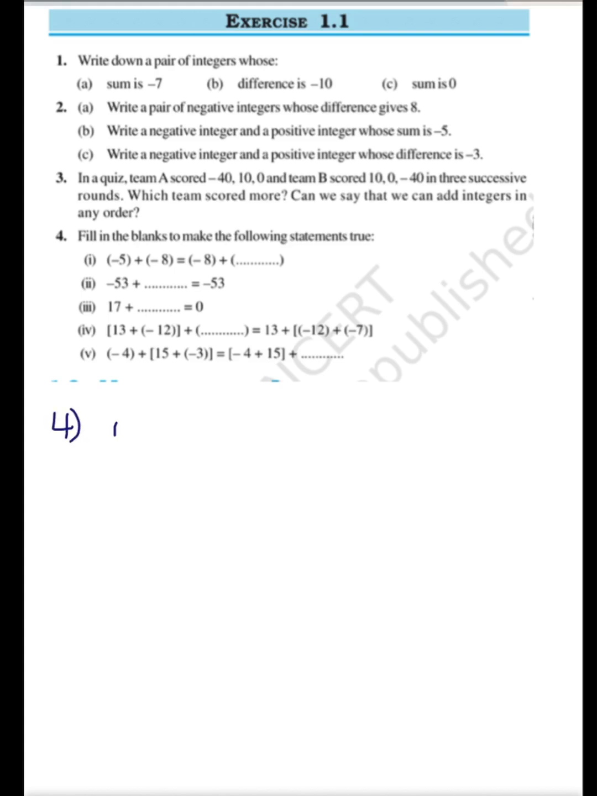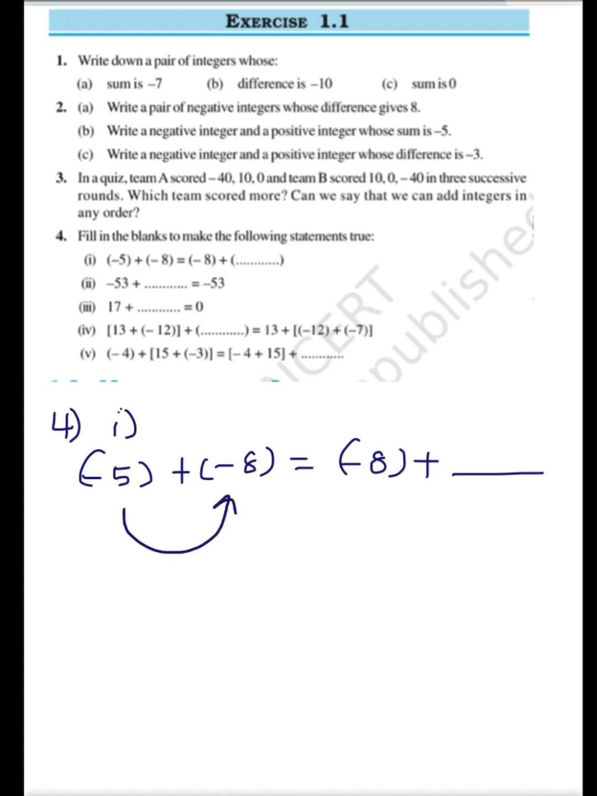The first question is: minus 5 plus minus 8 is equal to minus 8 plus dash. You know that addition is commutative for integers, so we can add integers in any order. So minus 5 plus minus 8 will be equal to minus 8 plus minus 5. So the answer is minus 5.